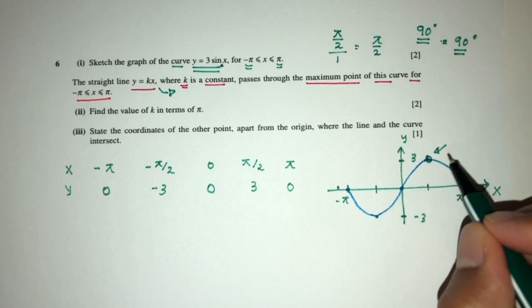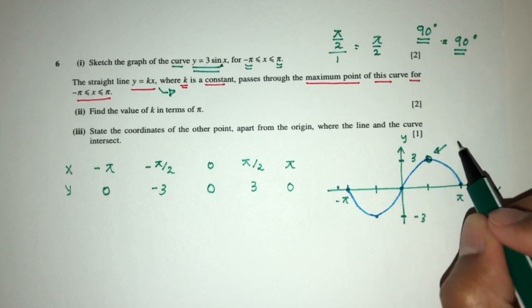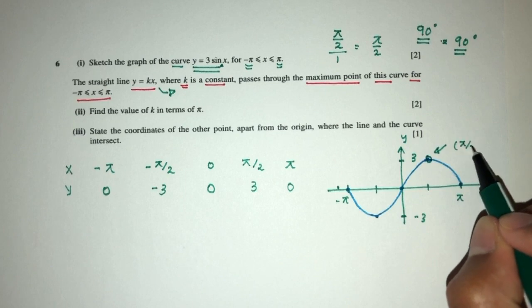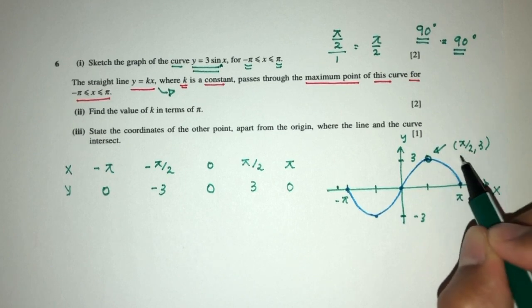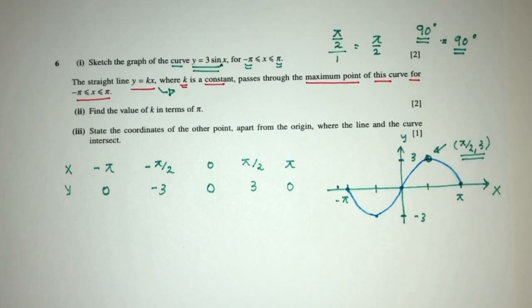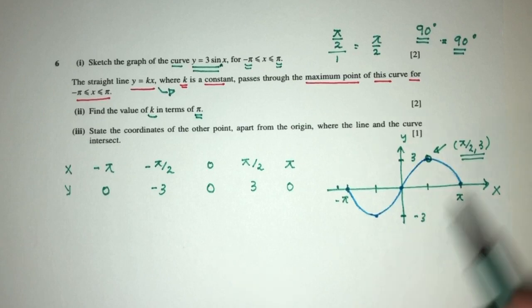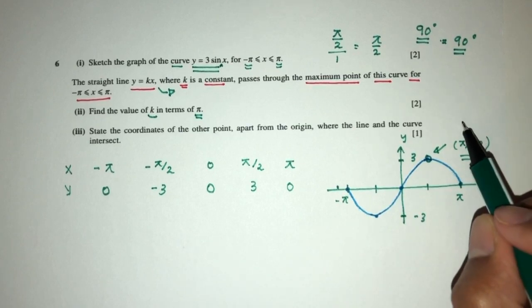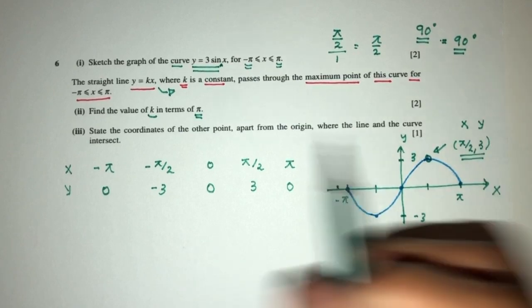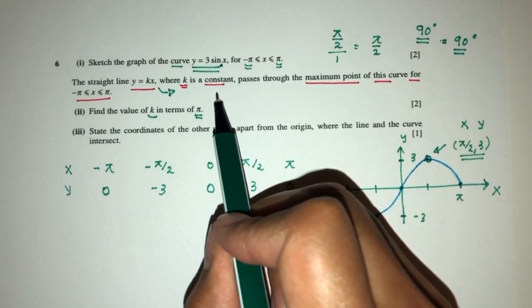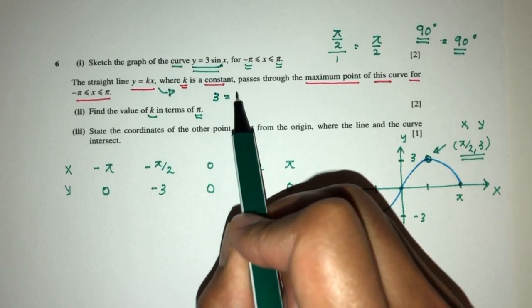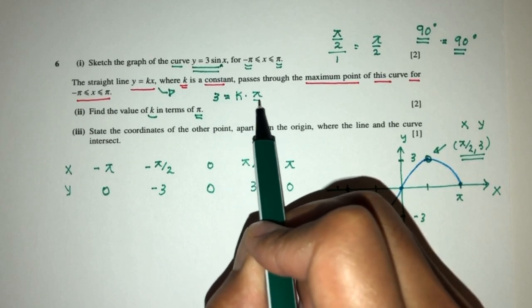This point is a maximum point, which is the point pi by 2 and 3. This is the maximum point of the curve. So we have to use this information to find the value of k. So pretty easy. This is the point, which is the x value and the y value. Replace it back in the equation. When y equals 3, the value of x was given to you as pi over 2.